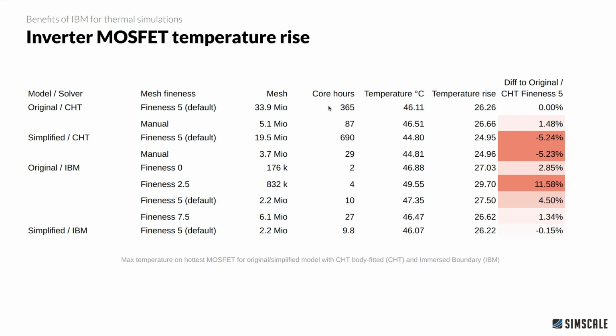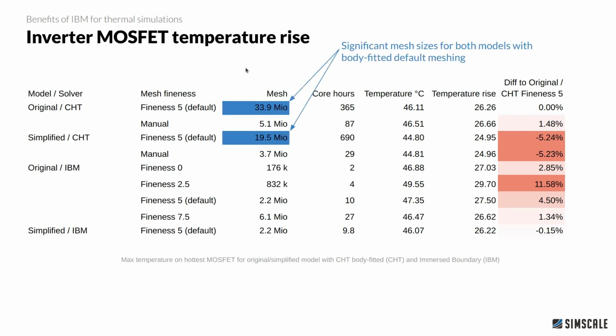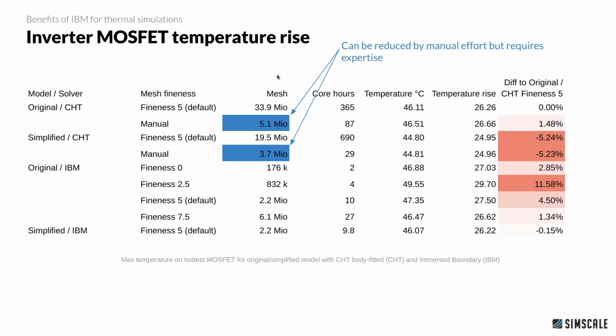And I listed here the temperature rise in the hottest MOSFET and checked essentially what's the diff to a reference solution, right? So what we can see here is that for the original model, we have for the default finest settings huge mesh sizes, way higher than 10 million cells, both for the original and simplified, a bit lower obviously for the simplified model. So that means for us that we need to apply a lot of computational resources and long turnaround times to run these simulations, unless we spend now quite some expertise and time to build coarser meshes, but by doing manual refinements, investing a lot into the sizing, etc. So that is better for the simulation runtime, but we spend more manual time. That is also not what we want.